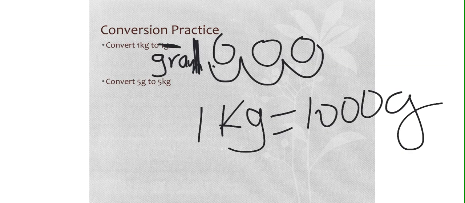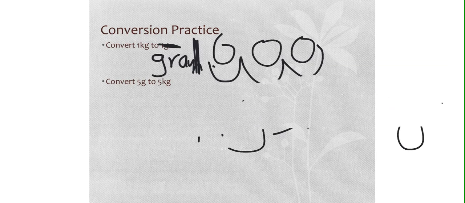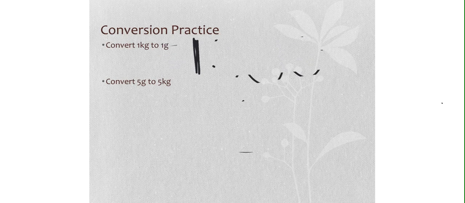Let me show you the same idea on this next example. It says 5 grams to kilograms. Again, another typo. It's supposed to be convert 5 grams to kilograms. So now we are going from a unit that has no prefix, which represents 1, to kilogram. That's a much larger unit. So we're going to a larger unit.